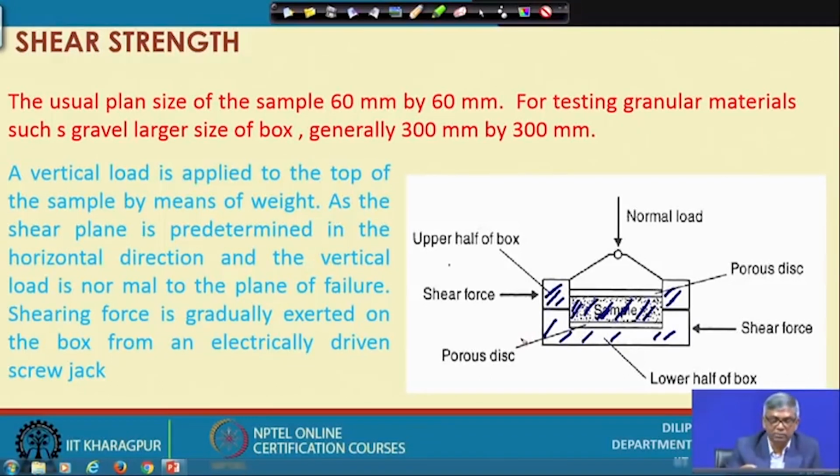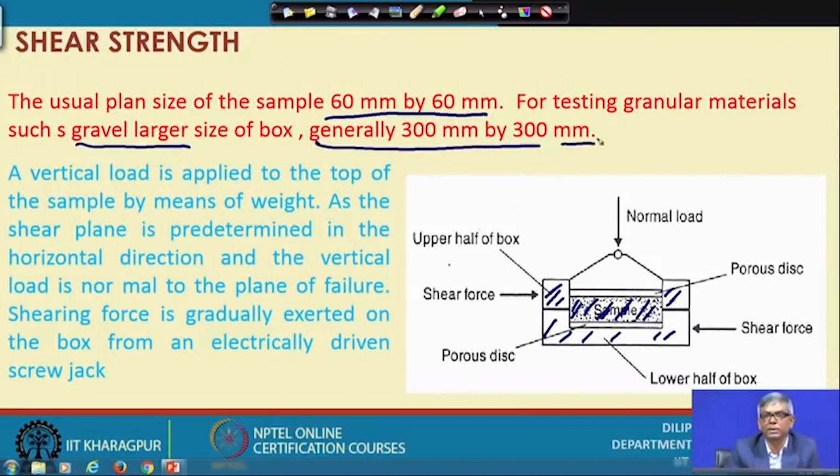This box has a standard dimension in the laboratory test, 60 millimeter by 60 millimeter, generally for normal soil. But if bigger particles are used, particularly gravel and all, sometimes a larger box size can be used, 300 millimeter by 300 millimeter, for big gravel. That direct shear test is sometimes used in the laboratory also.